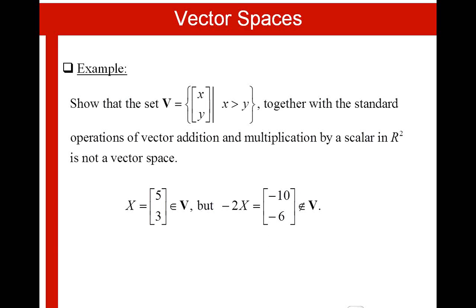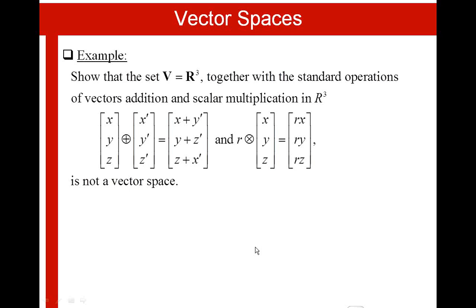If we take a specific example here, let x equal (5, 3), where as you see 5 is greater than 3, therefore this satisfies the rule for the set V. But when we multiply this vector x by a negative scalar value, minus 2, which belongs to R, minus 2x is equal to (minus 10, minus 6), and minus 10 is not greater than minus 6, therefore this violates the rule, and therefore this V is not a vector space.